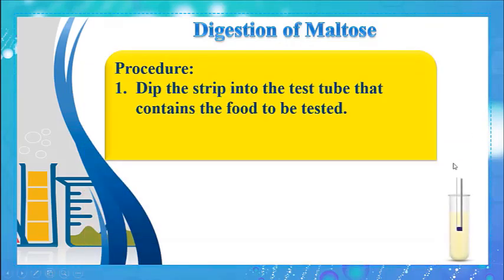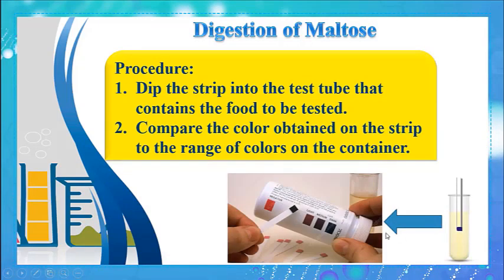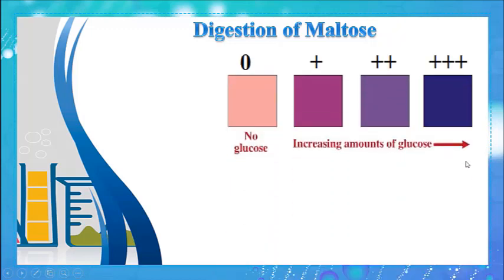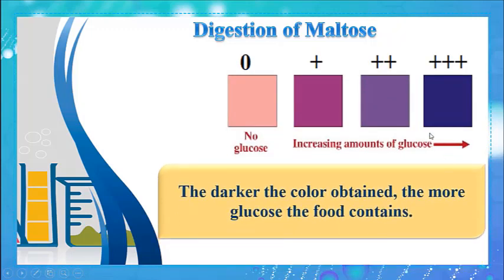First of all, we dip the strip into the test tube that contains the food to be tested. Then, we compare the color obtained on the strip to the range of colors on the container. The darker the color obtained, the more glucose the food contains. Let's now move to the experiment.